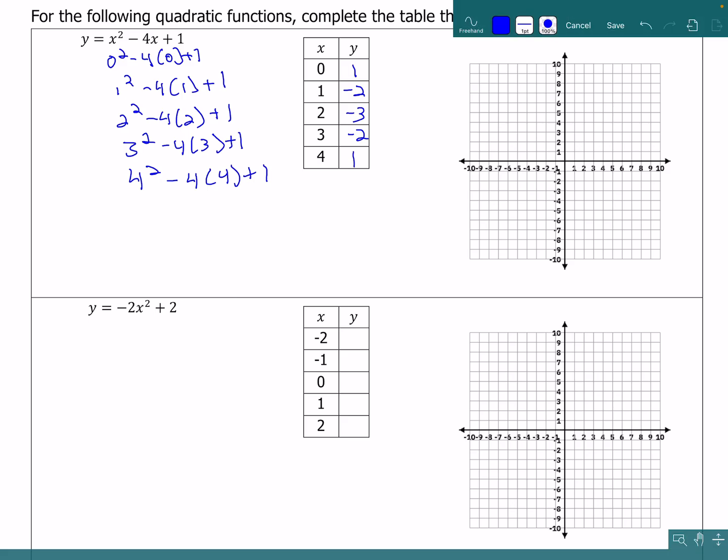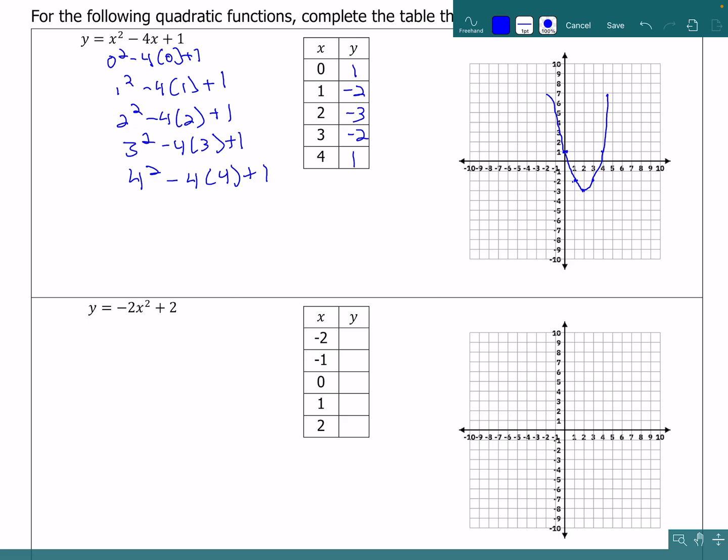And now I'm going to plot these points. So I have 0, 1, 1, negative 2, 2, negative 3, 3, negative 2, and 4, 1. So my parabola shape comes down, turns around, and goes back up.